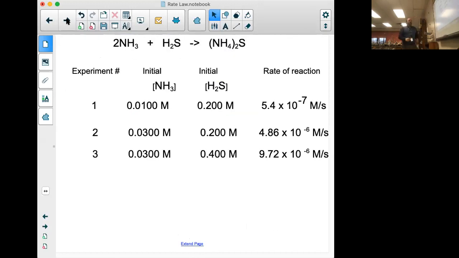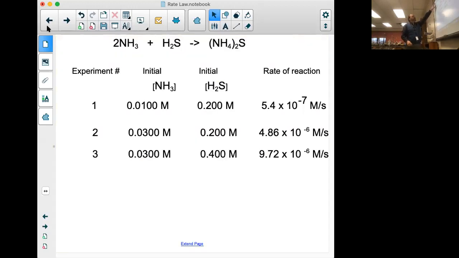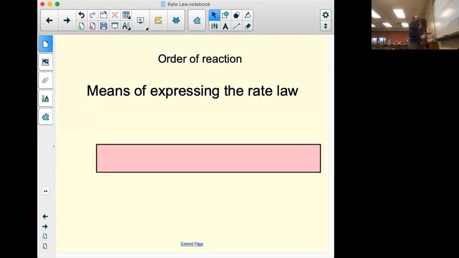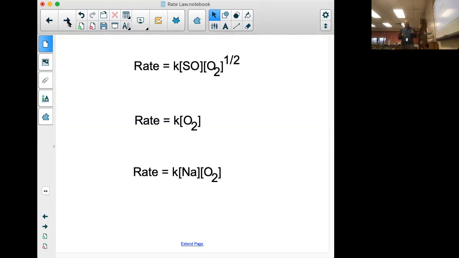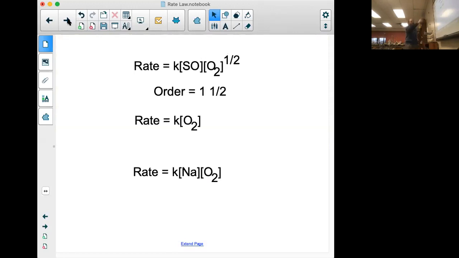All right, so that was another example. We'll do that in class and we'll go a lot slower so that it's explained better. Now, the other thing you need to understand is the order of a reaction. Order of reaction means they're expressing the rate law. It's very simple. It looks complicated. Copy these down. All we have to do to determine the order of the reaction is count the exponents. We have a 1 understood to be there and a half for oxygen. So you put those together, we get a 1.5 order. We'll do the second one and third one in class to make sure it's understood.